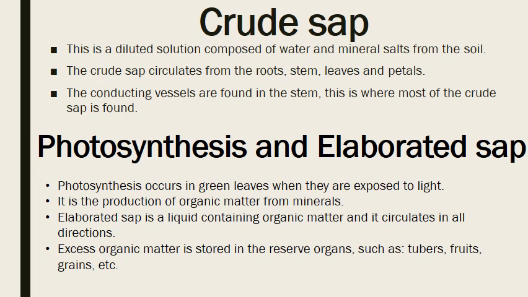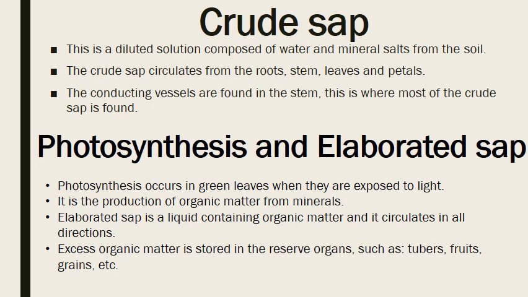The crude sap is a diluted solution composed of water and mineral salts from the soil. The crude sap first is taken up from the roots, and then it travels to the stem, then to the leaves, and then to the petals. So this is an upward direction. The conducting vessels are found in the stem. This is where most of the crude sap is found.